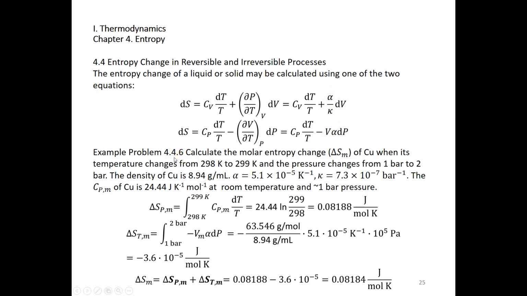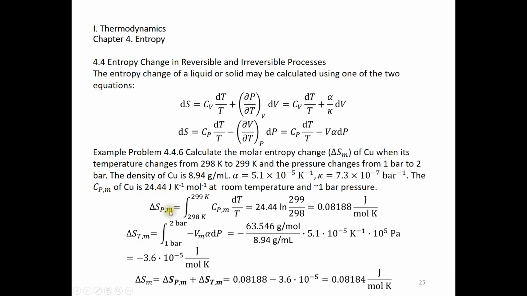Numerical problem 4.4.6. Calculate the molar entropy change of copper when its temperature changes from room temperature to 26 degrees Celsius, and when the pressure changes from 1 bar to 2 bars. We have the density of copper, we have alpha and kappa of copper, we have CPM of copper, we have a lot of information. So now we have pressure change. Let's look at this and this. These two terms have physical meanings.